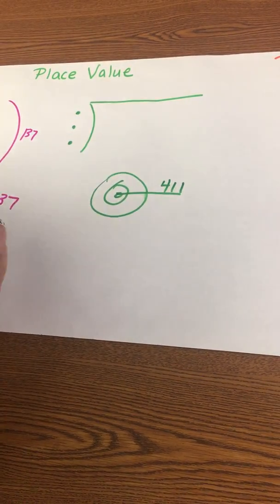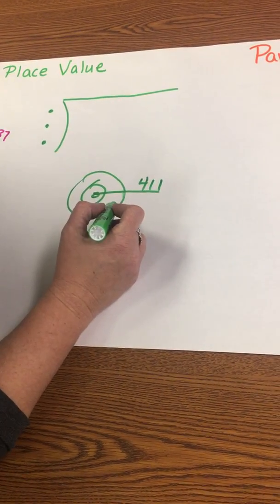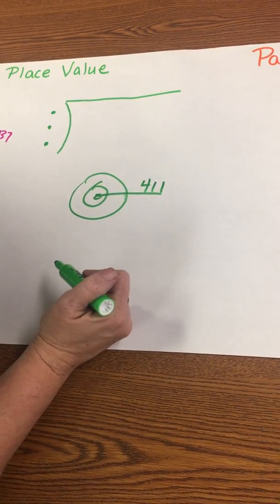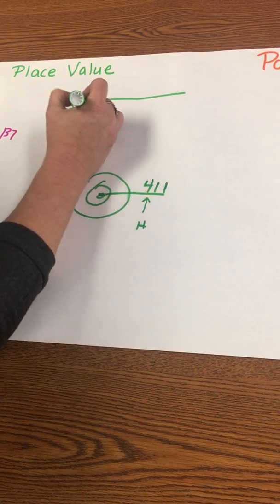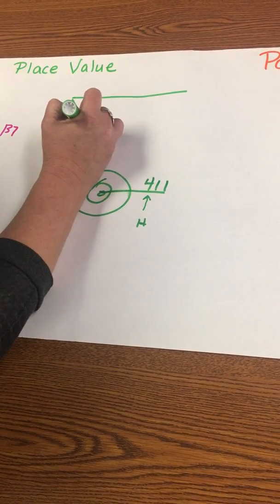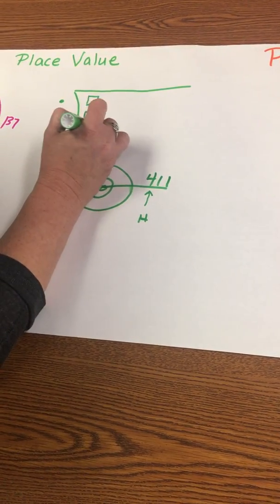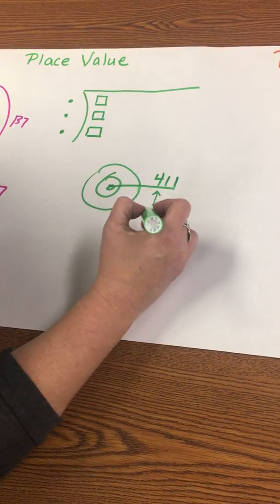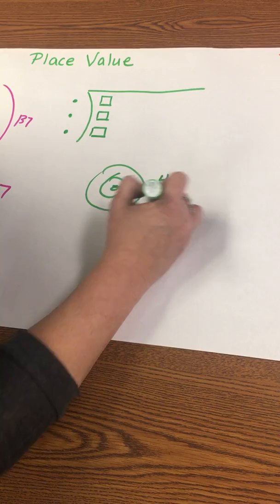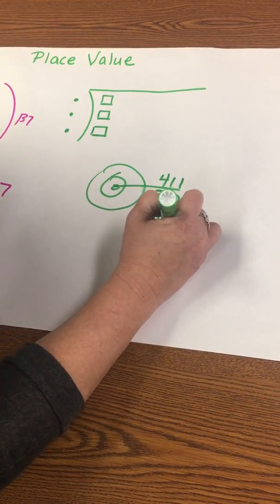So I'm going to ask myself this question. Do I have enough for each group to have 100? Yes, I do. And I know that I can draw hundreds as boxes. I have just used 300. I have 111 left.